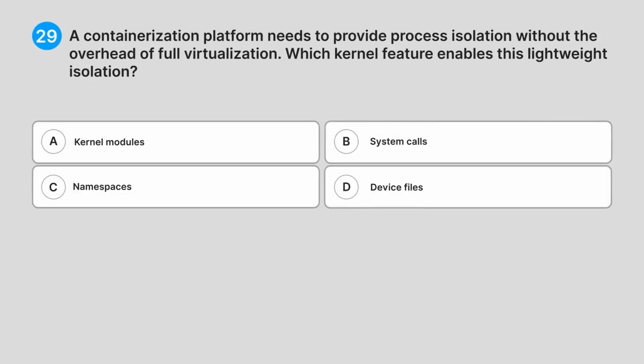29. A containerization platform needs to provide process isolation without the overhead of full virtualization. Which kernel feature enables this lightweight isolation? A. Kernel modules. B. System calls. C. Namespaces. D. Device files.